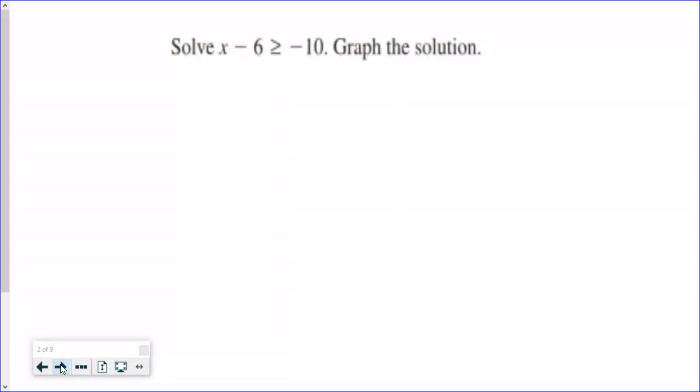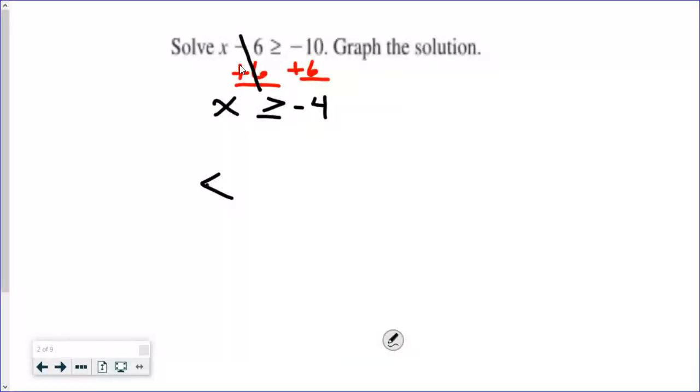If I want to solve this inequality, I'm going to do it just like I would a normal equation. I want to get x by itself, so I'm going to add 6 to both sides, okay? And I get x greater than or equal to -4. So this is the solution. This would get you part of the points on the formative or on the next summative.